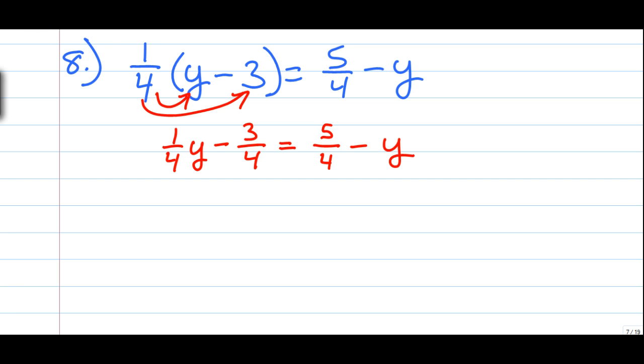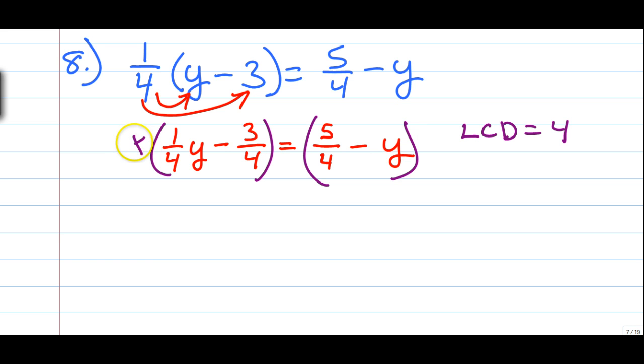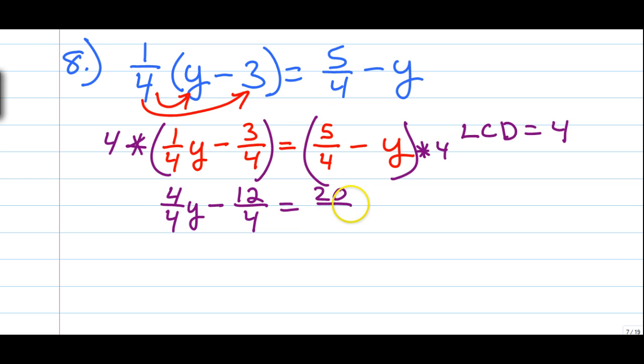Next, we want to multiply by the lowest common denominator. In this case, each of our fractions have a 4, so our lowest common denominator will be that 4. Let's go ahead and distribute a 4 to each term. So distributing a 4 to 1/4 results in 4 over 4y minus a 4 to the 3/4 resulting in a 12 over 4. On the other side, we multiply that 4 through again. 4 times 5 is 20 over 4 minus a 4y.